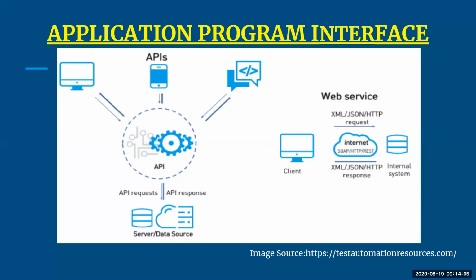Whatever request is received from the client is performed at the intermediary level. Once the response is there, it is given to the data source or server. The data source or server gives the response back to the web service, and then it goes back to the client. Web services work on different protocols, that is XML, JSON, SOAP, HTTP, REST, and the response is given back to the client. So this is the entire working of an API.